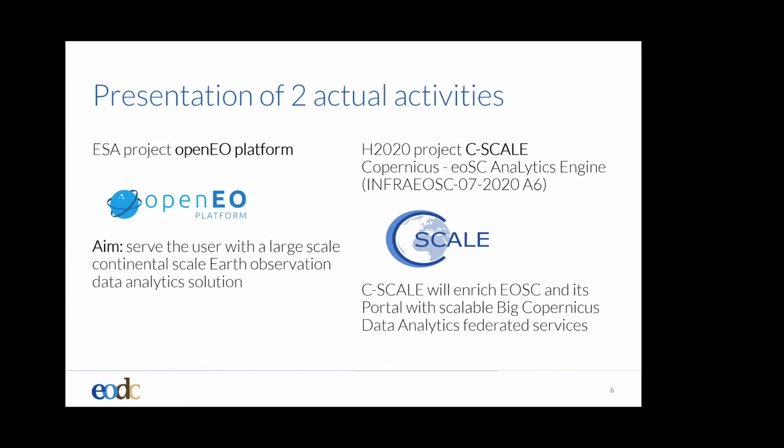The second thing is called Cscale, the Copernicus EOS analytics engine, a quite new Horizon 2020 project that will start at the beginning of next year, with the idea to enrich EOSC and its portal with scalable big Copernicus data analytics services. So here we really do the step that Earth observation data, but also infrastructure will be integrated in the EOSC offering. And I'm really happy that we can establish this together with EGI, as well as a number of other partners, so that we can make this Copernicus service visible within EOSC by that activity.